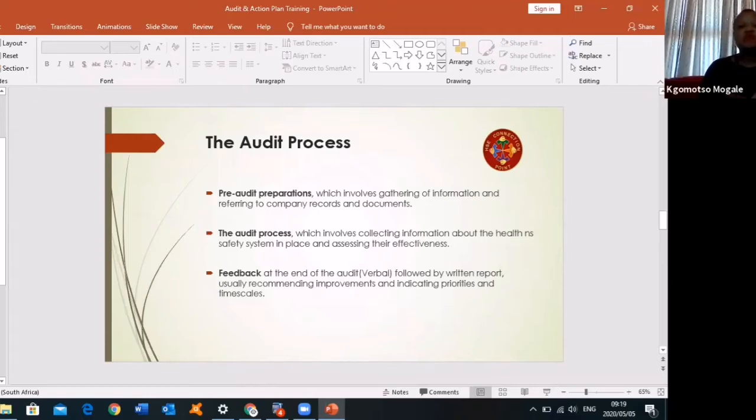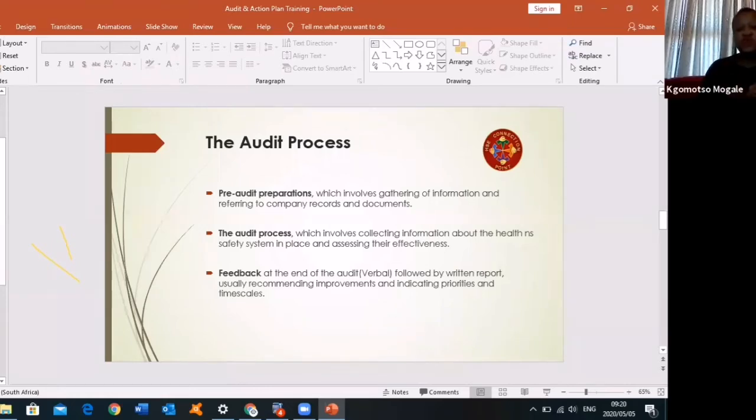And when we come to the auditing process itself, which involves collecting the information, like I said before, about the health and safety system in place and assessing its effectiveness. Meaning that when an audit is conducted, it will depend on the auditor, whether they want to start by checking the activities on site, or in a factory, or in the mine, or they want to start with the documentation. It would depend on the auditor, but we have to have our house in order.